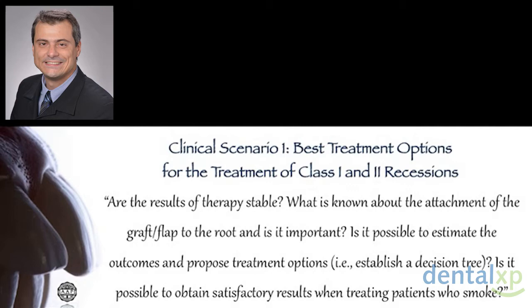Best treatment options for the treatment of class 1 and 2 recessions. And the questions are: are the results of therapy stable? And what is known about the attachment of the graft or the flap to the root, and is it important? And is it possible to estimate the outcomes and propose treatment options? That is, establish a decision tree. We're going to talk specifically about the decision tree at the end of this presentation. And is it possible to obtain satisfactory results when treating patients who smoke?